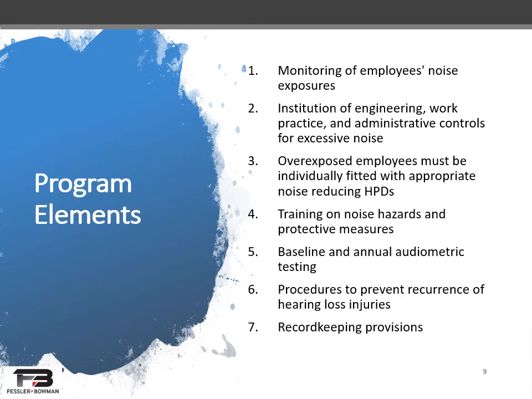Program elements. 1. Monitoring of employees' noise exposures. 2. Institution of engineering, work practice, and administrative controls for excessive noise. 3. Overexposed employees must be individually fitted with appropriate noise-reducing hearing protection devices, or HPDs. 4. Training on noise hazards and the protective measures. 5. Baseline and audiometric testing. 6. Procedures to prevent the recurrence of hearing loss injuries. And 7. Record-keeping provisions.